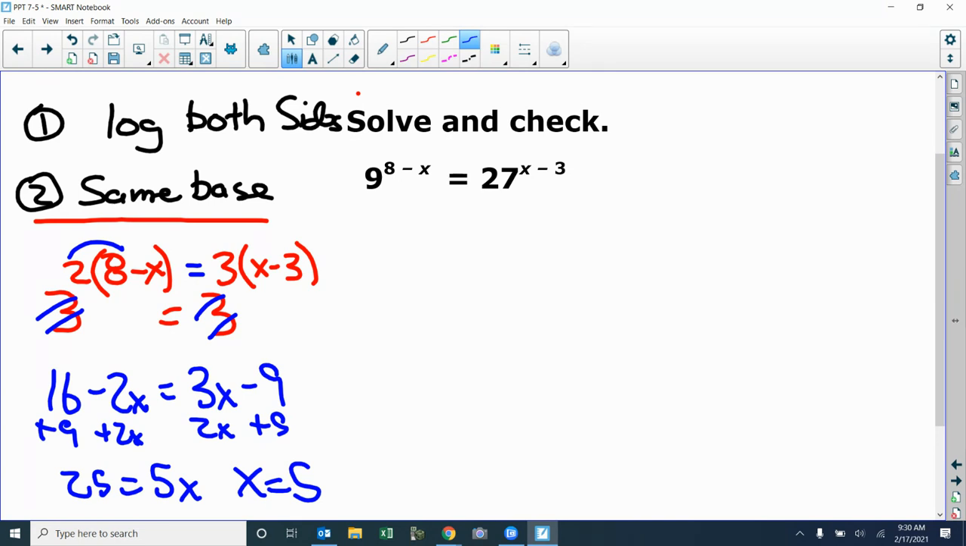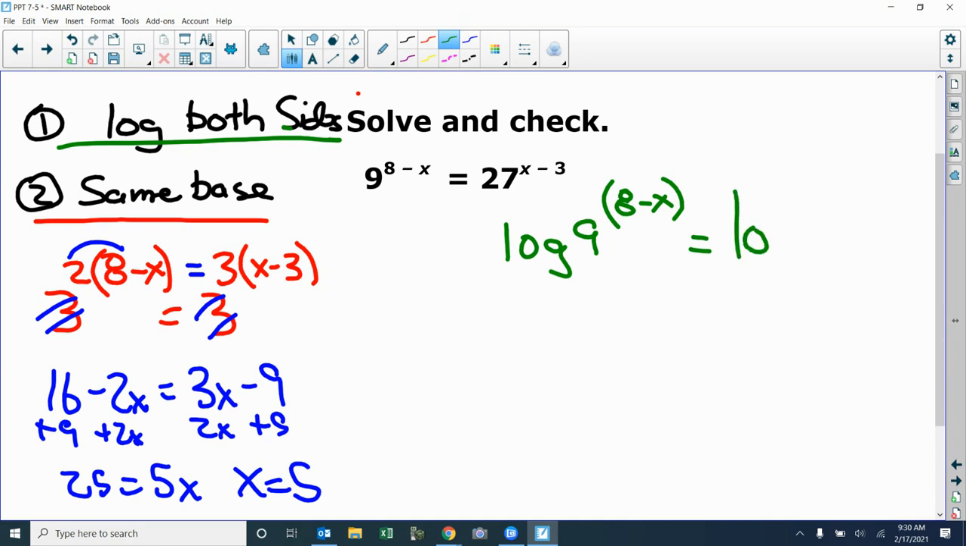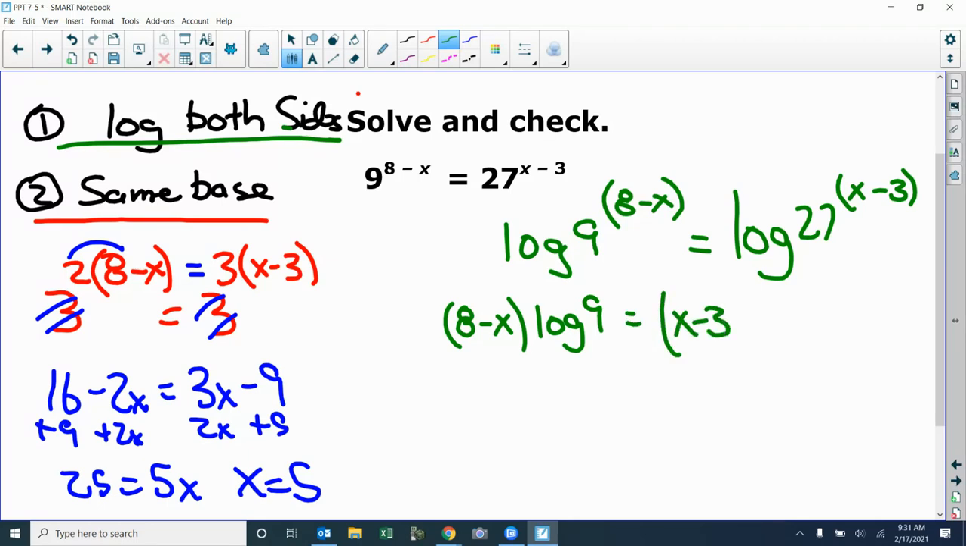Now, that was same base. Let's do log of both sides. I'll take the log of 9 raised to the 8 minus x is equal to the log of 27 raised to the x minus 3. Taking the log of both sides. What is the advantage of that? Well, we can bring the exponent down. So now we're going to have 8 minus x times log of 9 equals x minus 3 times log of 27.